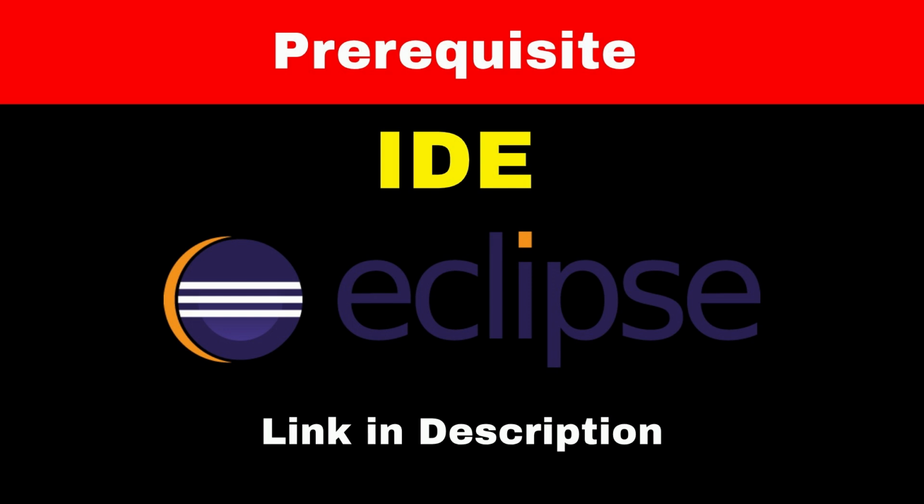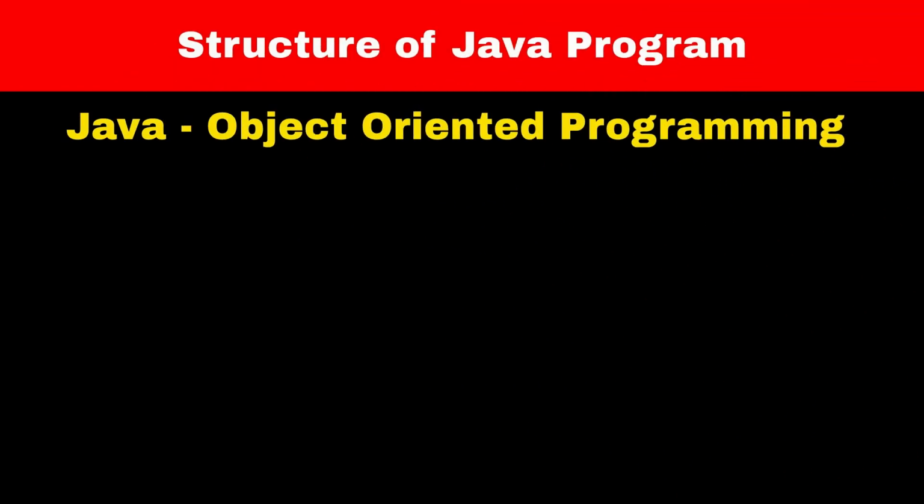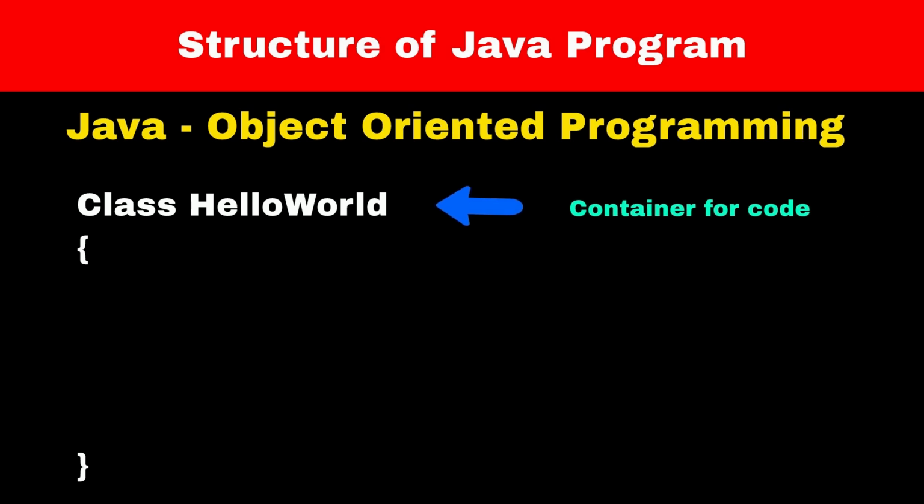Before we jump into the IDE, let's first understand the structure of a Java program. Java is an object-oriented programming language, which means that all the code in a Java program is written inside a class. We will cover the concept of classes in a future video, but for now think of a class as a container or wrapper for your Java code. Let's name our class HelloWorld, and within the class we will write our code.